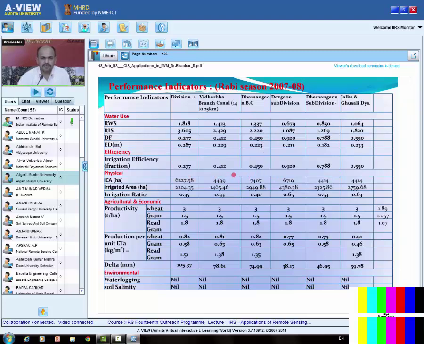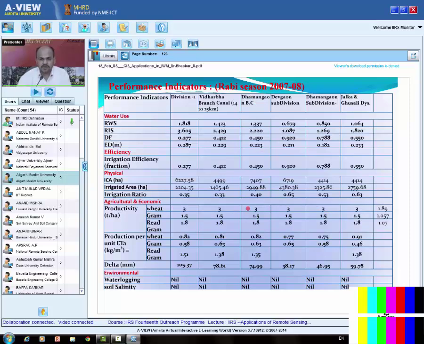These three are the sub-commands in excess water. And this is the perfect system, where actually the performance is 55%. You can see here, out of the entire command, it is giving, out of 6,227 hectares of area which this division was supposed to irrigate, it is only irrigating 2,204 hectares. So the irrigation ratio is only 35%, 33%, 40%, whereas here it is 63%, 65%.